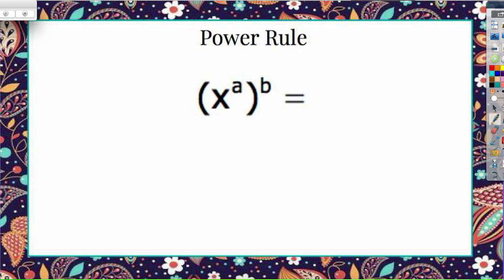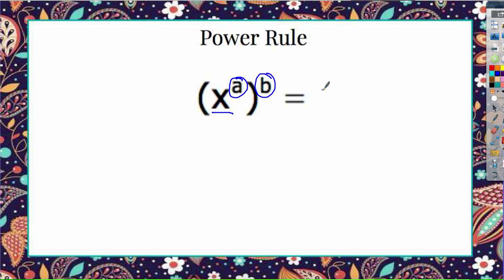Okay, the next rule is the power rule. So this is an expansion of the product rule because it's really repeated multiplication, which is what makes it an exponent. So when we have a base with an exponent raised to another exponent, what's going to happen between those two exponents is going to be multiplication.